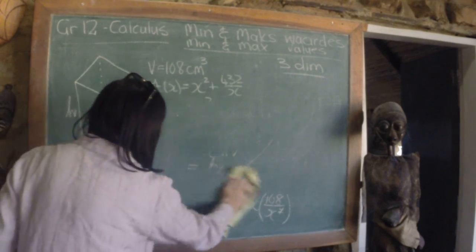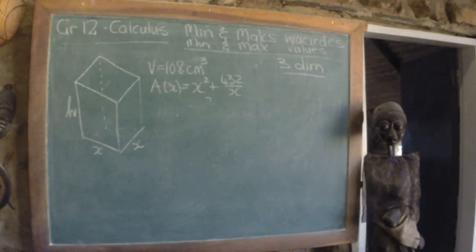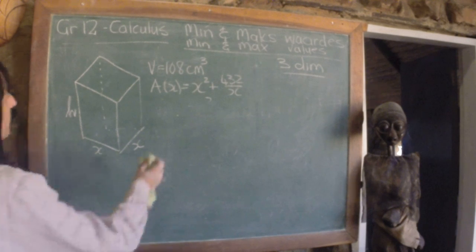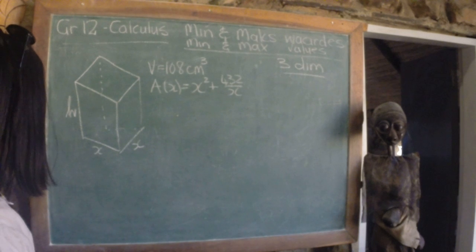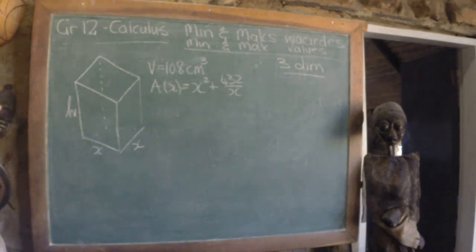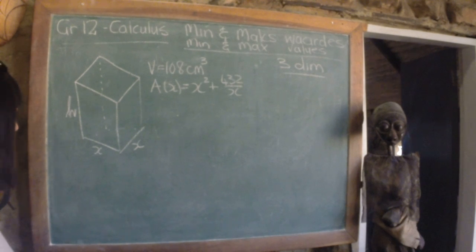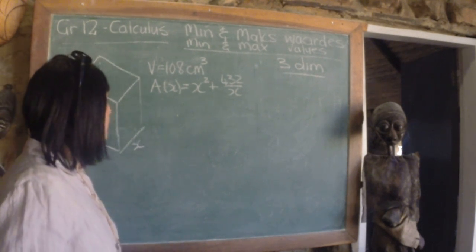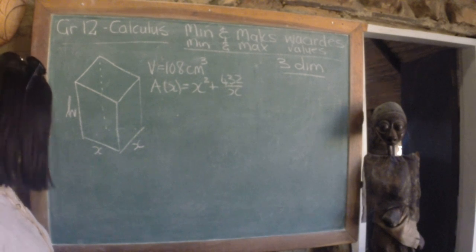Goed. Kom ons kyk wat is die volgende vraag. Volgende vraag is: bepaal die afmetings van hierdie kartondoos waarvoor die buiteoppervlakte 'n minimum sal wees. Determine the measurements of this square-based prism when the surface area must be at its minimum. So ek moet die afmetings bepaal so klein as moontlik.